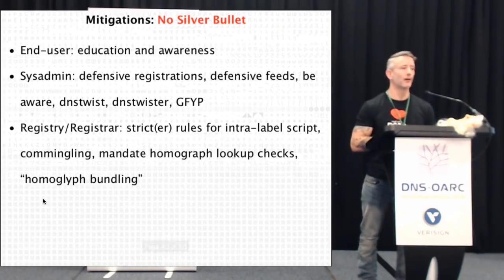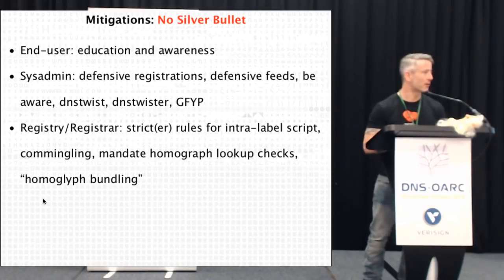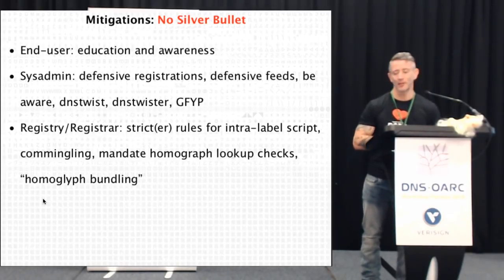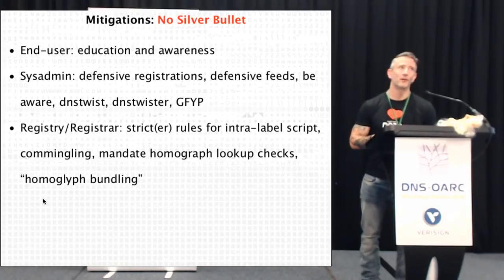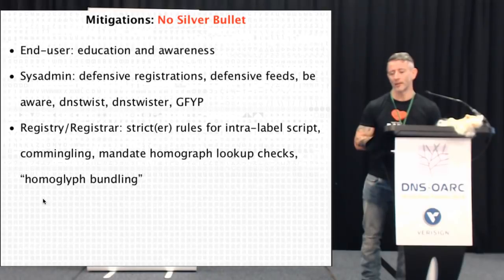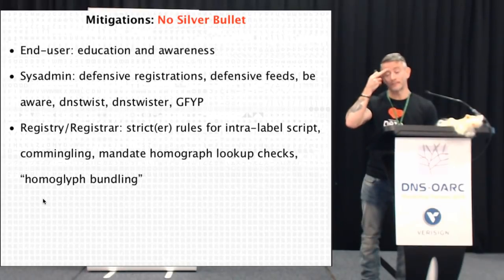I have one single slide on mitigations because, as everybody here probably knows, it's not an easy problem to solve. My favorite article about this stuff was an April 2017 Register article, and the quote was, the IDN homograph problem, the problem that the internet wished away. And that's pretty much true. Ours is to sort of turn over the rock, shine the light, hopefully stir up a bit of interest around this again and figure out what we can do.